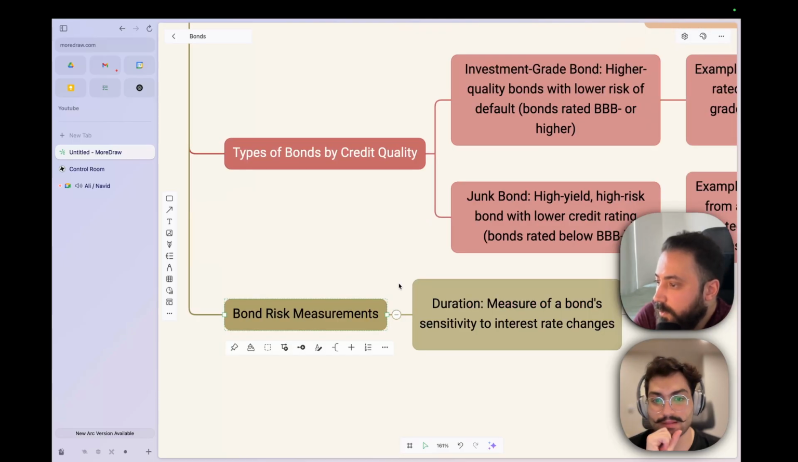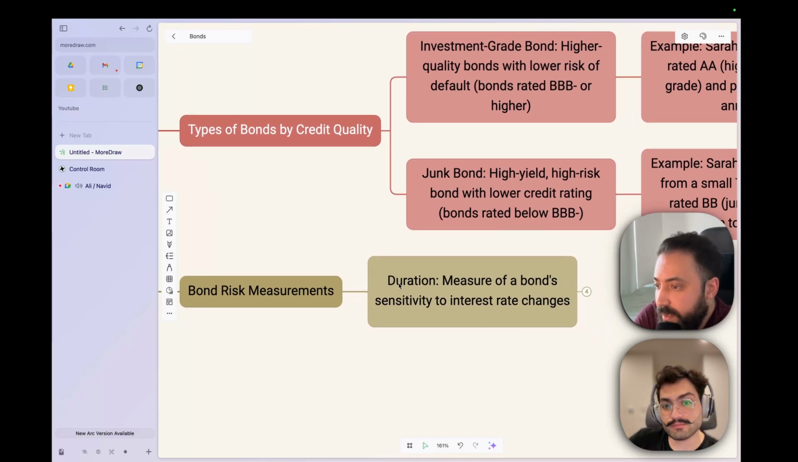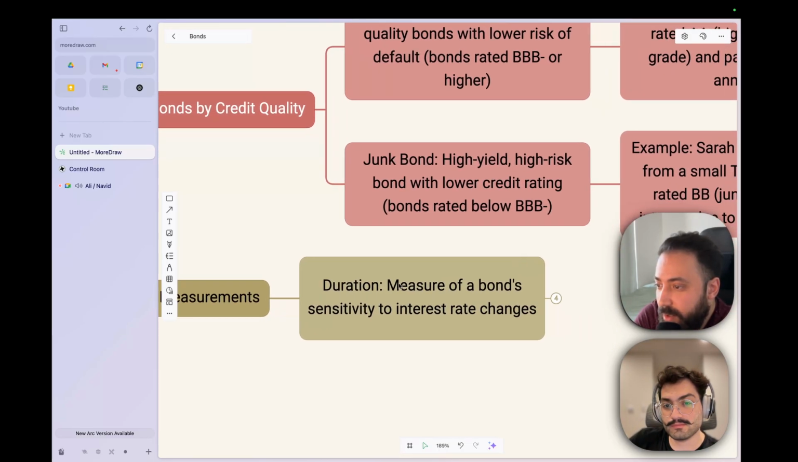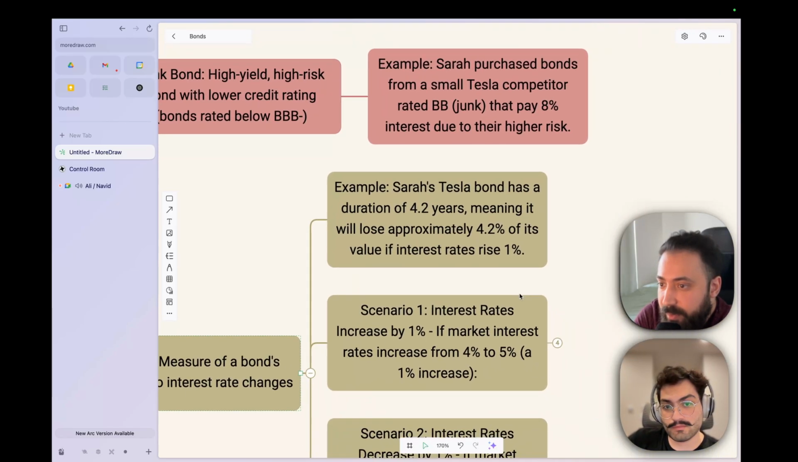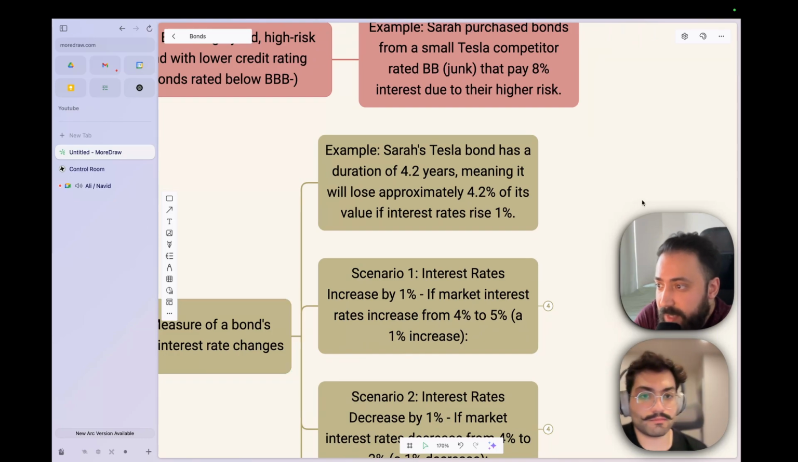Right. So in terms of risk measurements, there is a term called duration, which is the measure of a bond's sensitivity to interest rate changes. For example, Sarah's Tesla bond has a duration of 4.2 years, meaning it will lose approximately 4.2% of its value if interest rates rise 1%.